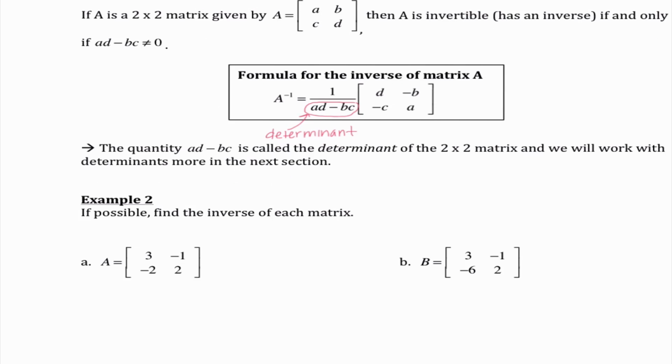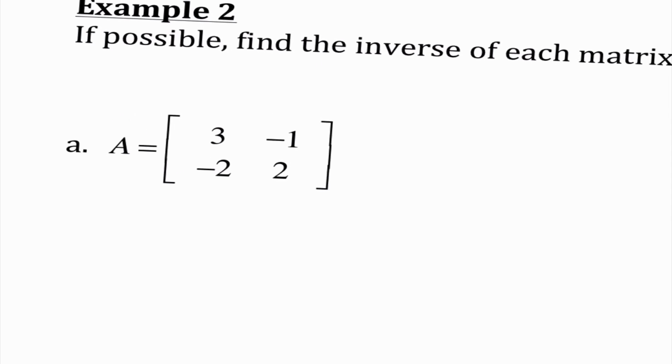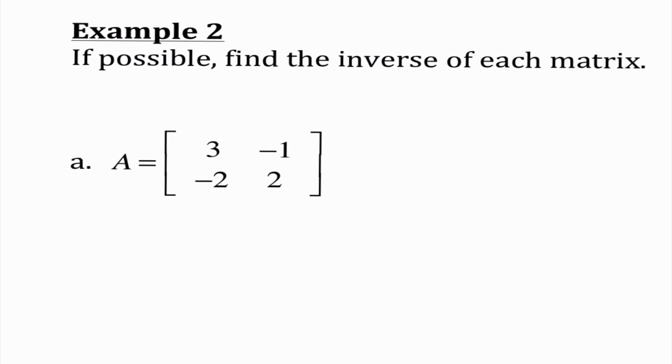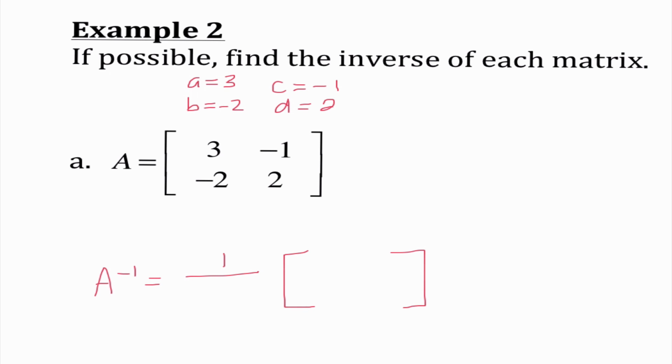Okay, so for number 2, it says, if possible, find the inverse of each matrix. I'm going to write a little note to myself and remind myself A is 3, B is negative 2, C is negative 1, D is 2. To find the inverse, we know it is 1 over whatever we find the determinant to be, times the matrix. I'm going to switch these two terms, so I'm going to write 2 and 3, and then I'm taking the opposite of these two values, so it's going to become 2 and 1.